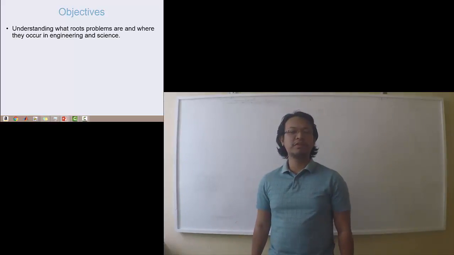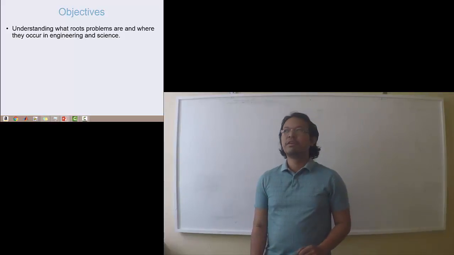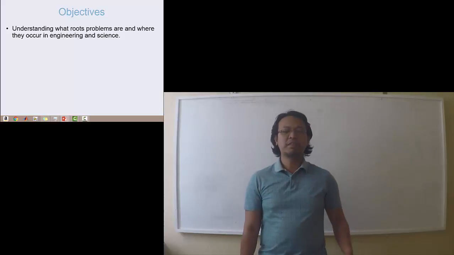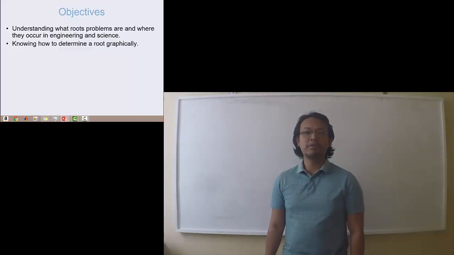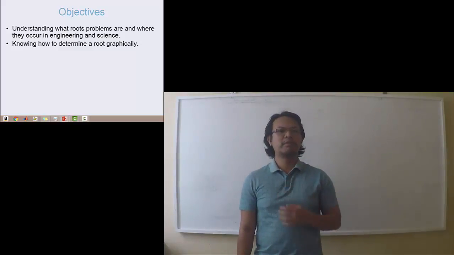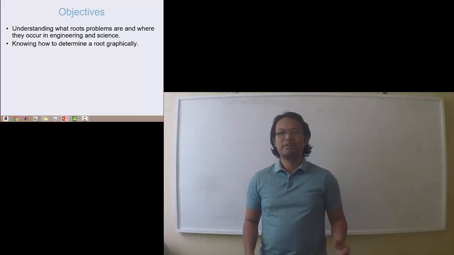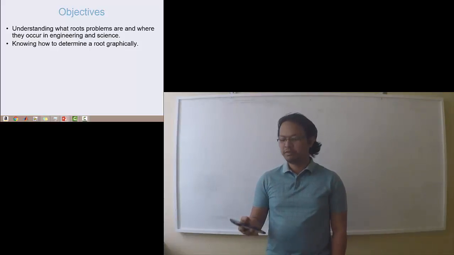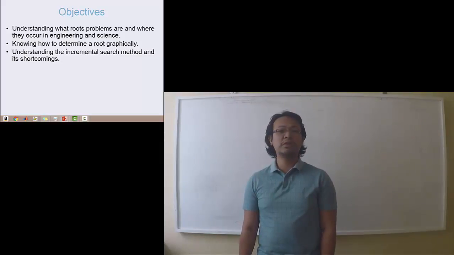The objectives of this topic: first is understanding what roots problems are and where they occur in engineering and science. Many times we encounter solving the roots of an equation, probably in mathematics, but how do we apply this in reality? Next is knowing how to determine a root graphically. This is not really part of the numerical methods, but we can estimate the root if we know the graph. Next is understanding the incremental search method and its shortcomings.